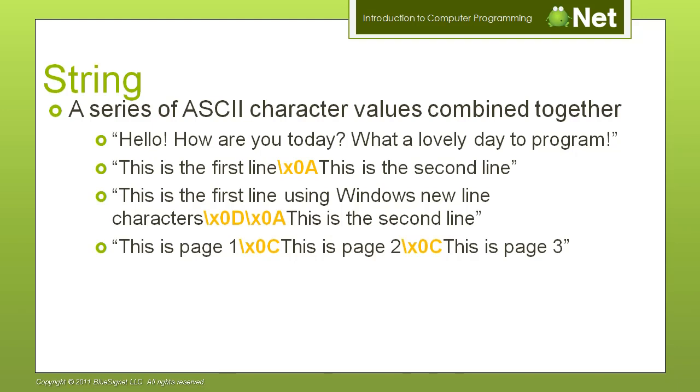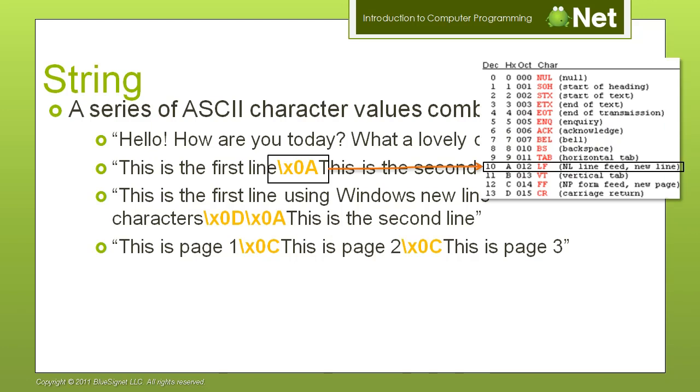The first one is a string as denoted by the beginning and the ending double quotes, and in that is a sequence of characters. So you have hello, exclamation point character, space character, capital H character, lowercase o character, how are you today, what a lovely day to program. Then we can also see these special characters.